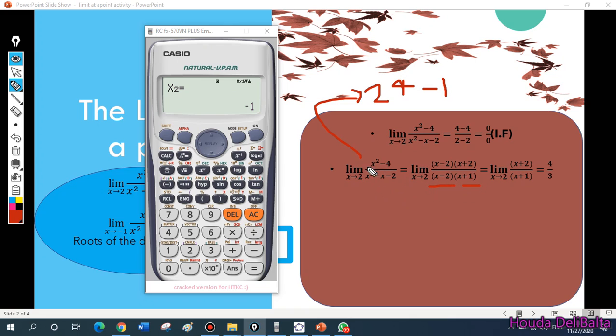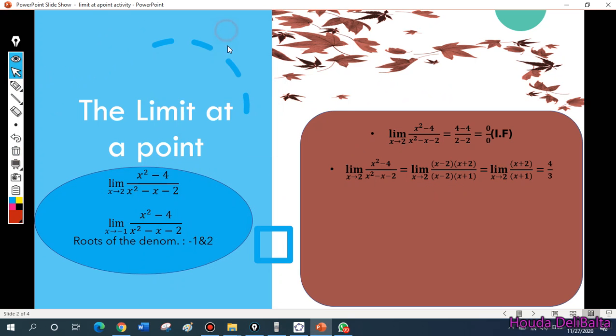So to factorize x squared minus x minus 2 after finding its roots, if the root is 2, then the factor is x minus 2. If the root is minus 1, then the factor is x plus 1. And by this, we factorize the denominator and the numerator. Now, x minus 2 and x minus 2 are going to be cancelled. Then what remains is x plus 2 over x plus 1. And now we get rid of those making zeros.